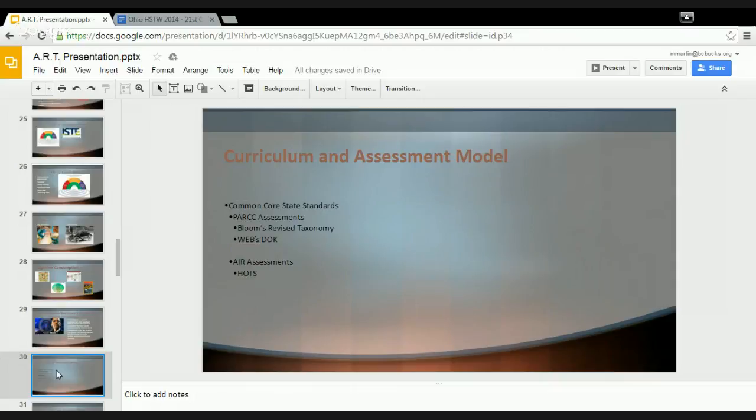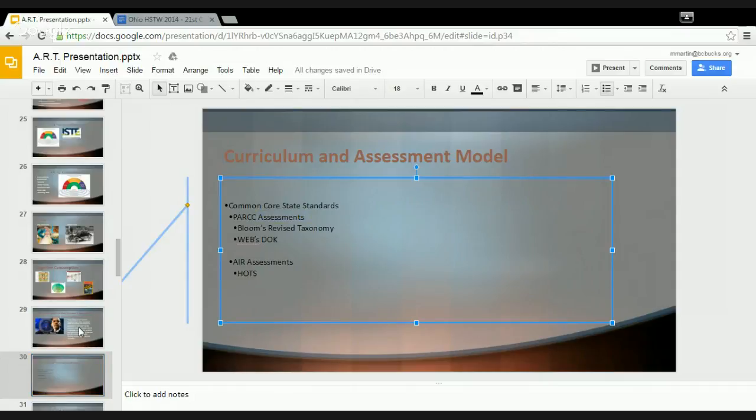And this curriculum and this assessment model is being pulled from those Common Core state standards. I know it's a boring slide. I apologize, I tried making it more exciting. The old PARCC assessments, Bloom's revised taxonomy, Webb's depth of knowledge, the AIR assessments, of course, it's the same thing, those higher order thinking skills. What I focus on, though, of all these is Webb's depth of knowledge, Webb's DOK.